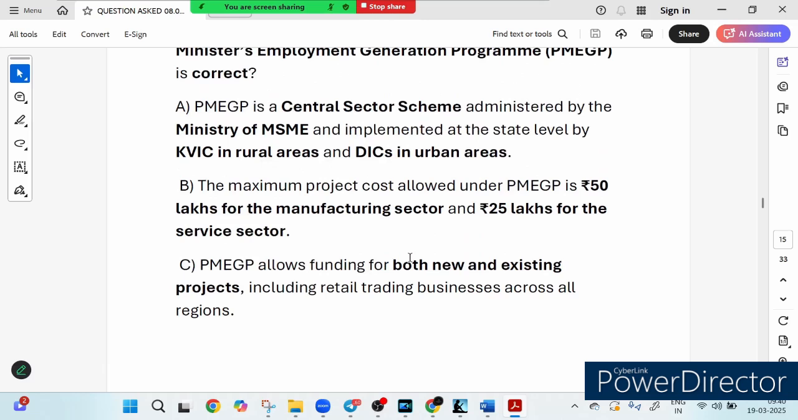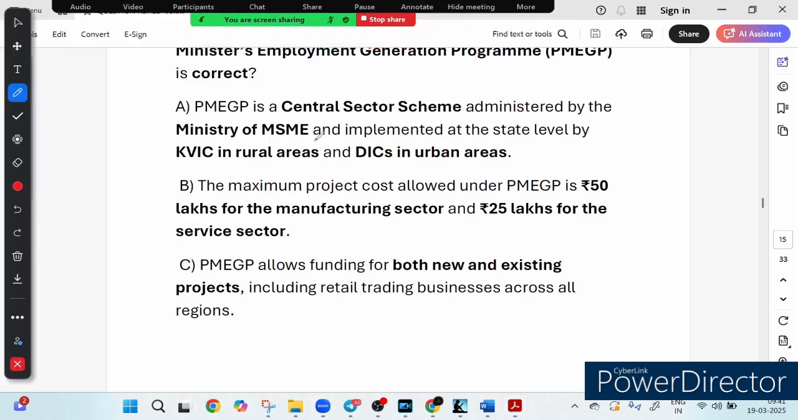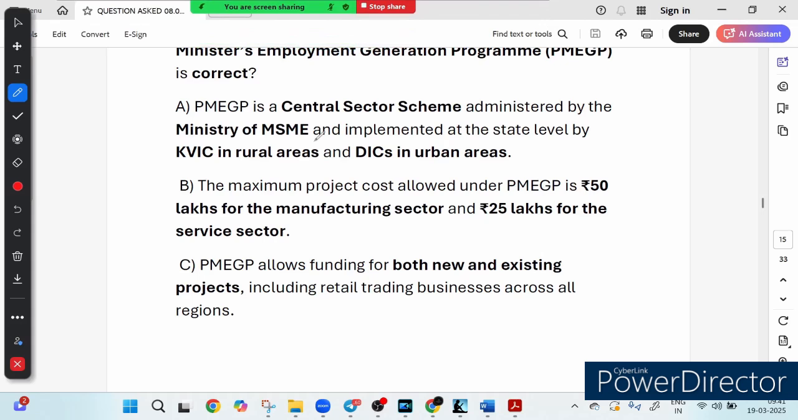It provides subsidy based loan for new projects. It focuses on manufacturing and service sector, and it offers a special benefit for the Northeast region, left wing extremist affected districts and Andaman and Nicobar Islands. So option A suggests that it is a central sector scheme. Yes, it is correct, because it is indeed a central sector scheme introduced by Ministry of MSME. At state level, implementation is done in rural area by KVIC and sometimes KVIB, which is State Khadi and Village Industry Board, or DICs, and in urban area, only DICs.